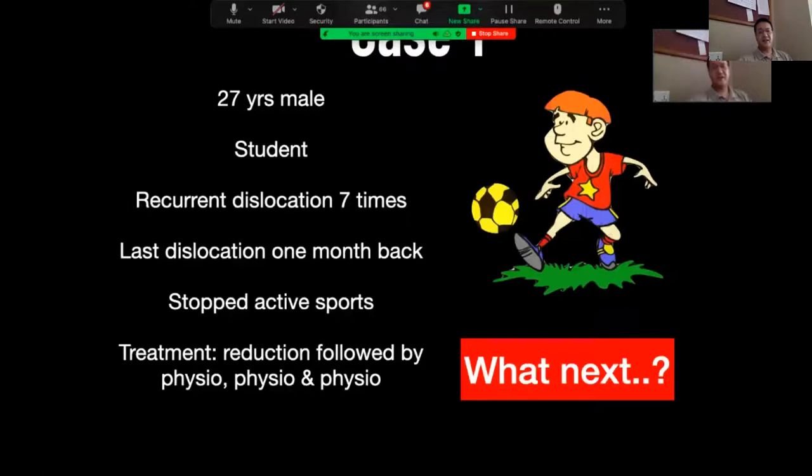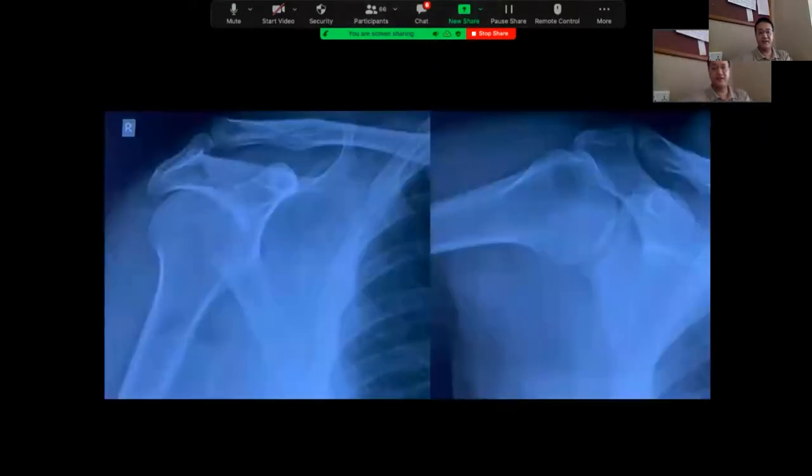So 7 times, the last time he was dislocated. Then on clinical examination, we will assess for mid-range instability, we will check for apprehension, we will do the load and shift test, and finish our clinical examination. I will keep my findings aside. Then I will go for an X-ray. So what is my X-ray finding? My X-ray is normal? This is the X-ray, sir.